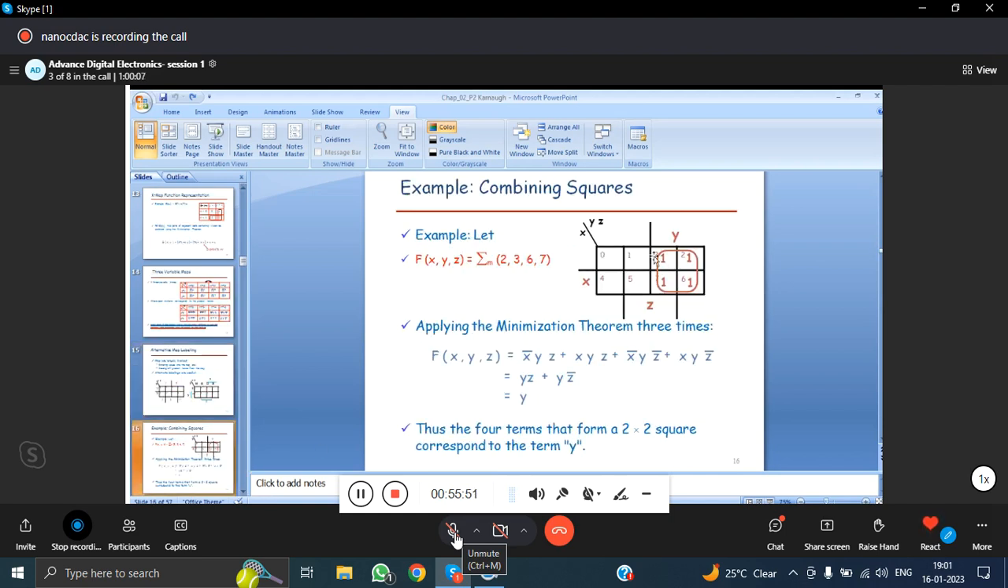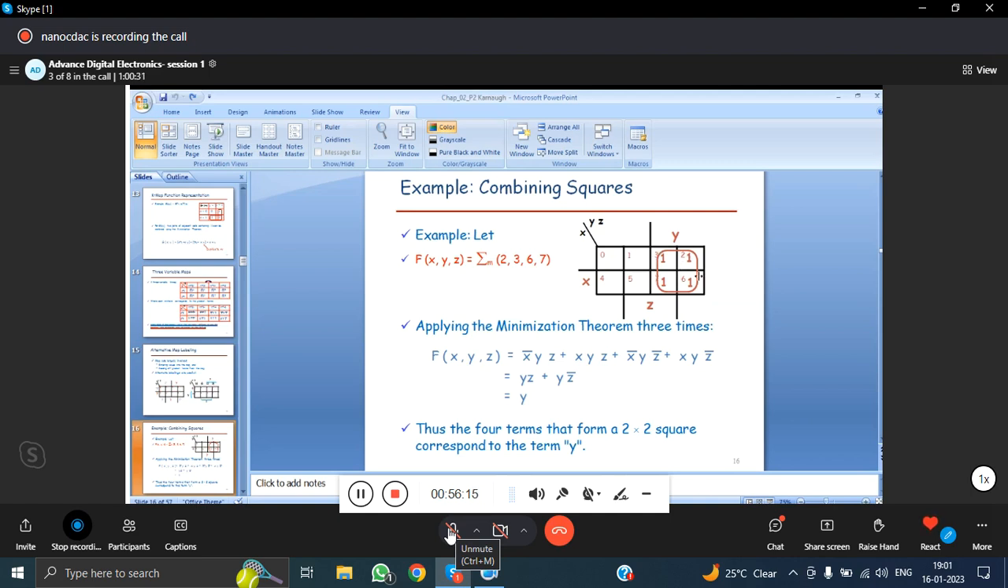Example: if we take f of x, y, z, sigma represents the sum of products, min terms. So 2, 3 and 6, 7 are the min terms given. Okay, 2, 3, 6, 7. So here we have 2, 3, 6, 7.